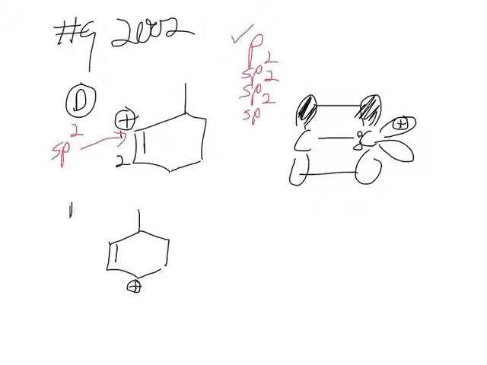So A, right? You want something to be allylic or next to the pi bond. You don't want the plus on that carbon. You want the empty orbital next to the pi bond, not on that carbon.